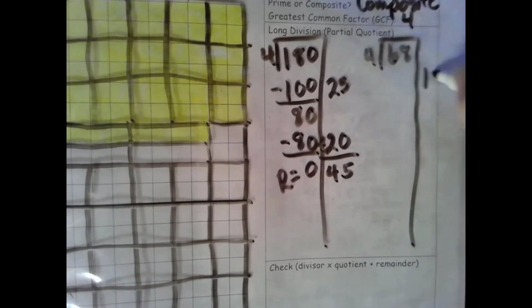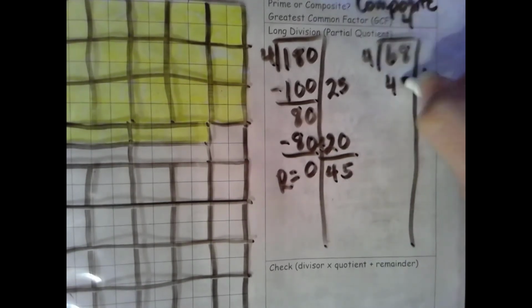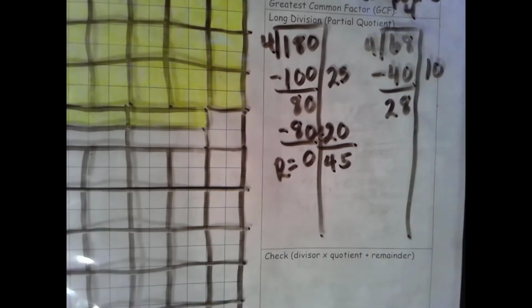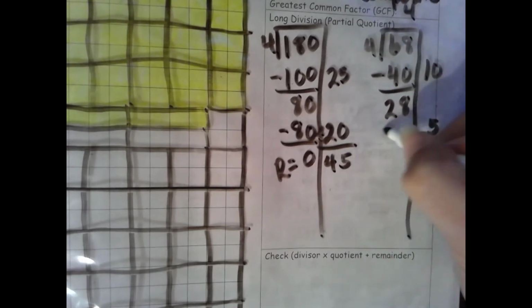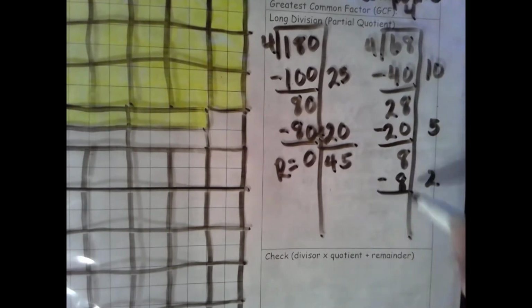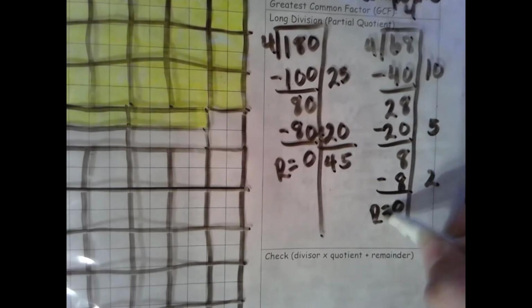Here, 10 times 4 is 40. More on top, no need to stop. 5 times 4 is 20. More on top, no need to stop. Numbers the same, zero's the game. 2 times 4 is 8. Numbers the same, zero's the game.